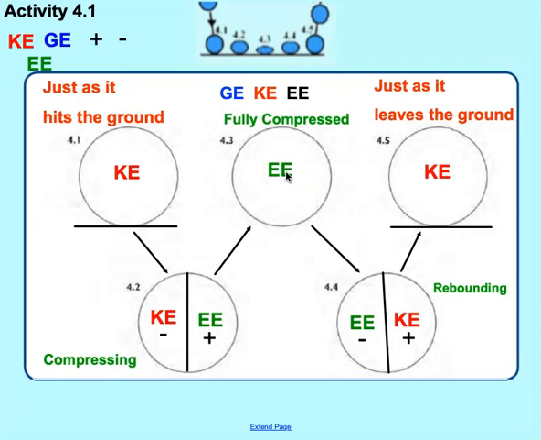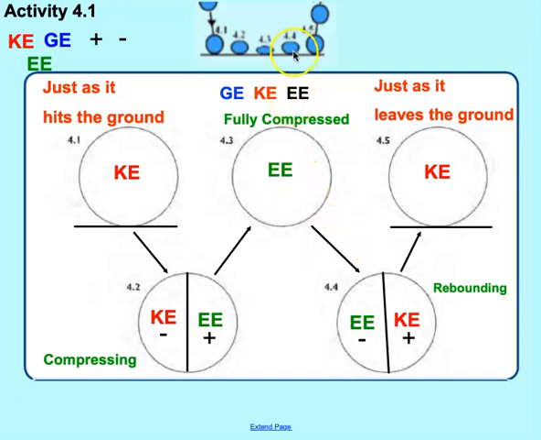So it's not going up, it's not going down, it just is 100%. You might say, well, where's the GE? Again, it's in contact with the ground, so there is no GE. Well, where's the KE? Well, think about it. If you throw the ball straight up into the air, at the very, very top, it stops and it starts to come down. Same thing here. As it fully compresses, it stops for a fraction of a second, and then it starts uncompressing, if that makes sense.